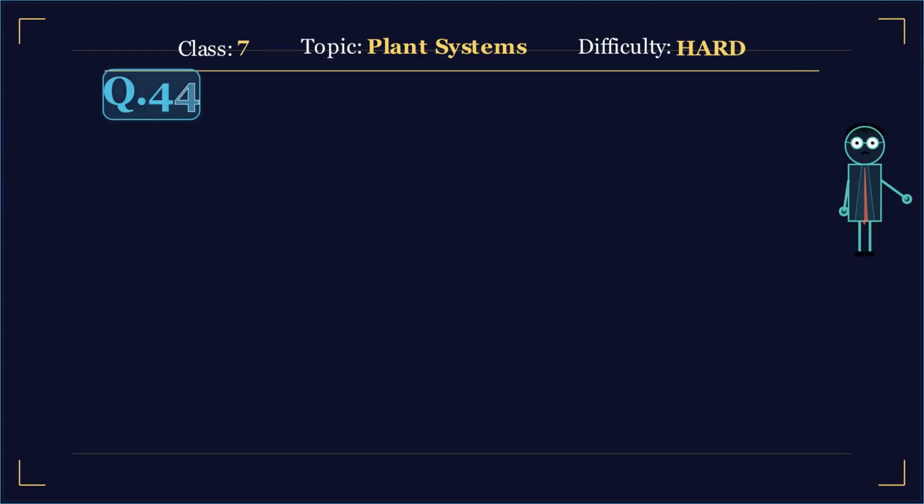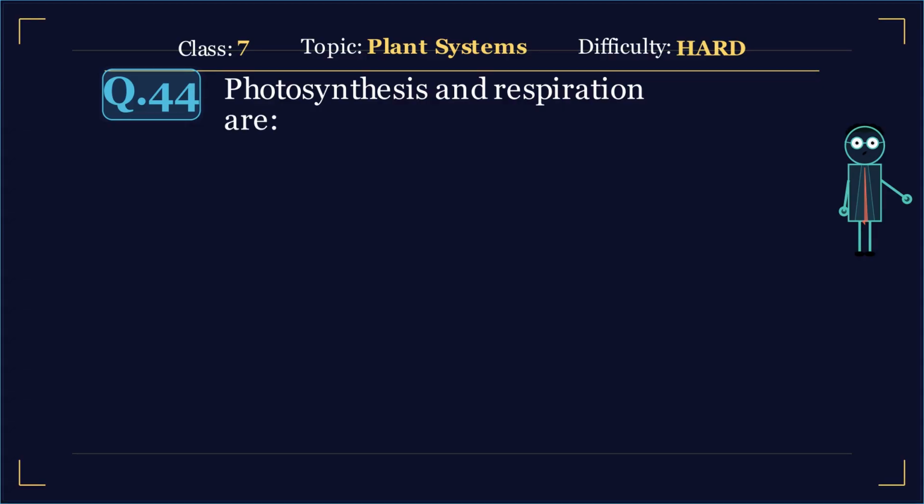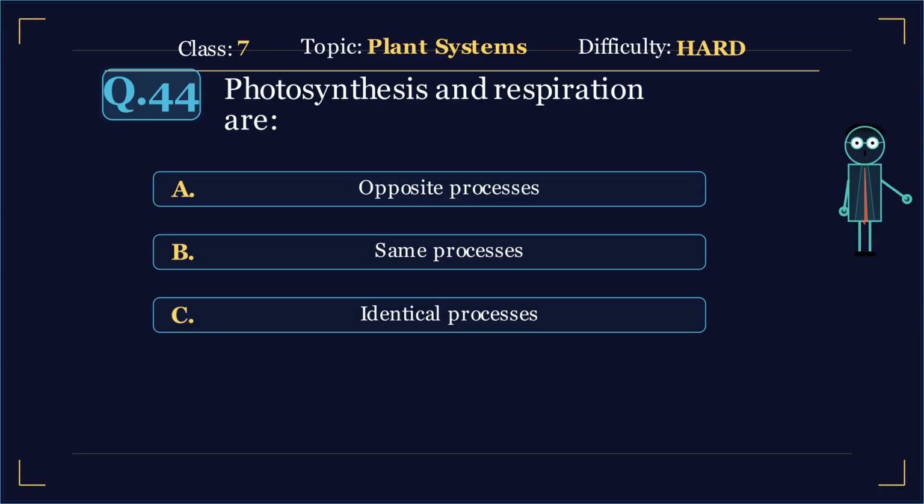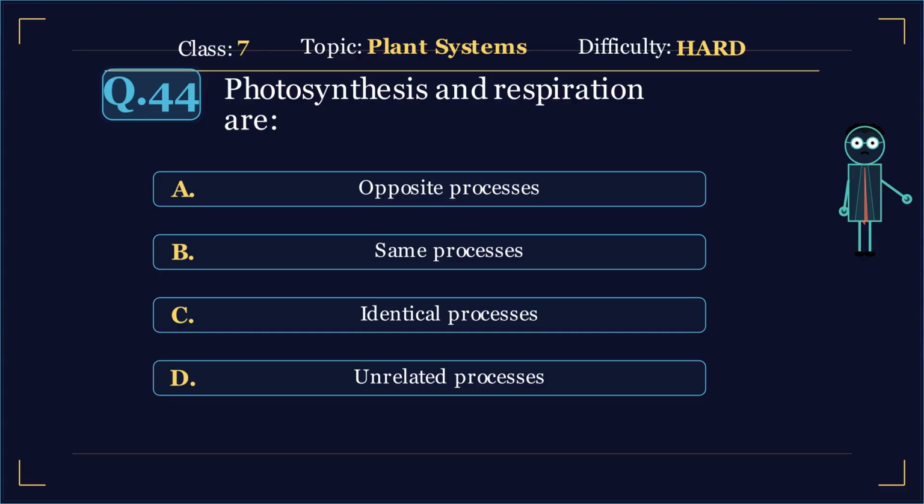Question 44. Photosynthesis and respiration are. Option A, opposite processes. Option B, same processes. Option C, identical processes. Option D, unrelated processes.